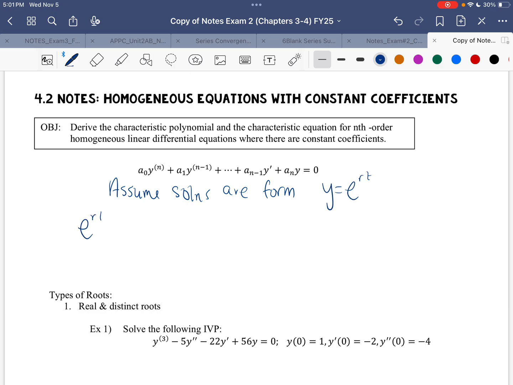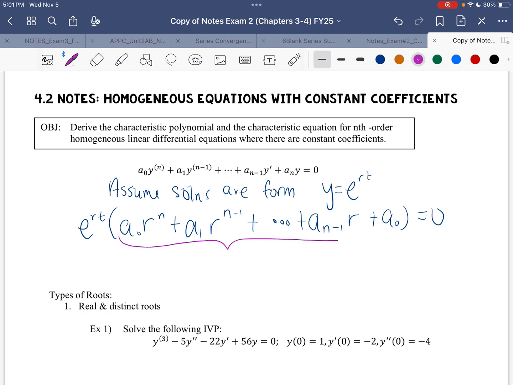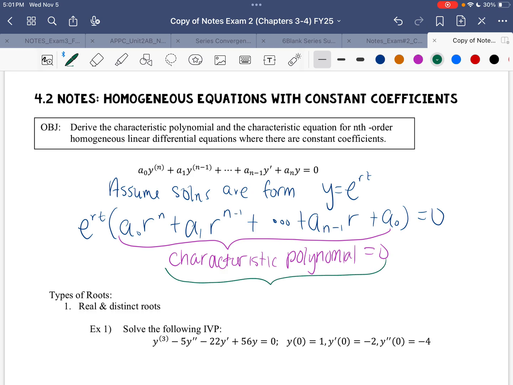Then you could factor that out, and you'd have a naught r to the n plus a1 r to the n minus 1 plus dot dot dot plus a n minus 1 r plus a naught equaling 0. If you remember, this is the characteristic equation or characteristic polynomial, and then set equal to 0 it becomes the characteristic equation.